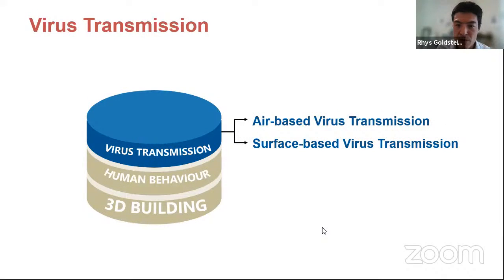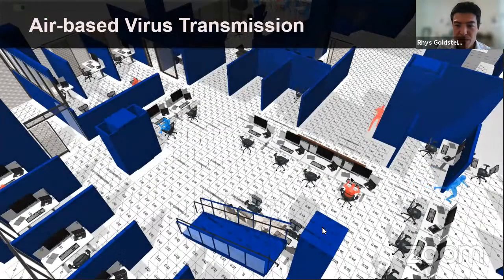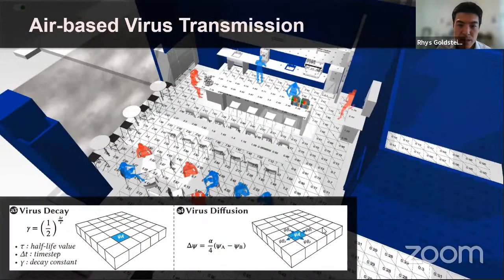So moving on to the virus transmission, there are two types: air-based and surface-based. For the air-based, we use a grid, and each grid cell has a certain level of infectivity, which increases when an infected person breathes or coughs or sneezes into the space. We model the decay of the virus over time in a simple diffusion model, where the virus moves outward to adjacent cells at each time step. So a very simple model, much simpler than the airflow models you saw in the previous presentations.